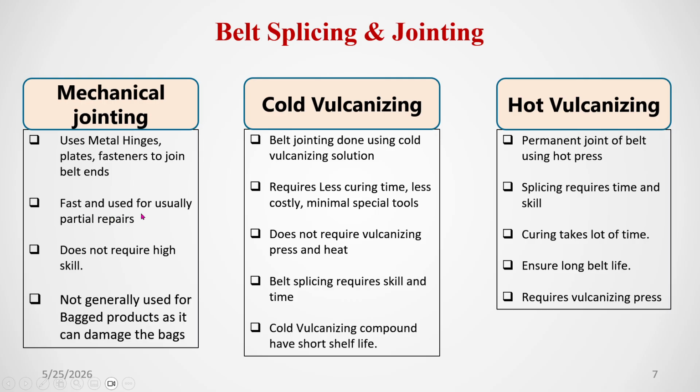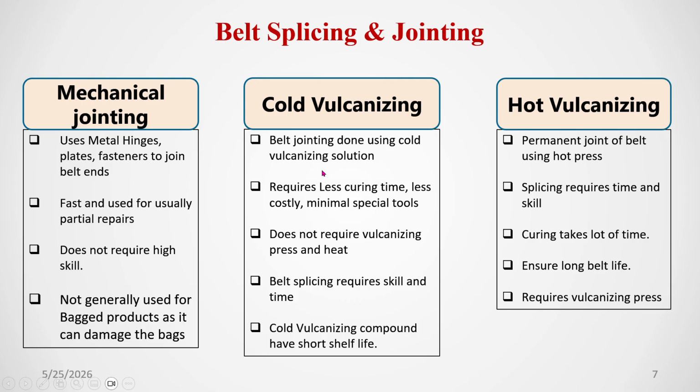It is usually used for partial repair. It is not a full repair. It does not require high skill, because you just put the hinges, hold them and fix them. It is not generally used for bulk powder, because when the bulk material passes through these hinges, it can get stuck there, and can damage the belts also. So this is the advantage and disadvantage of mechanical jointing.